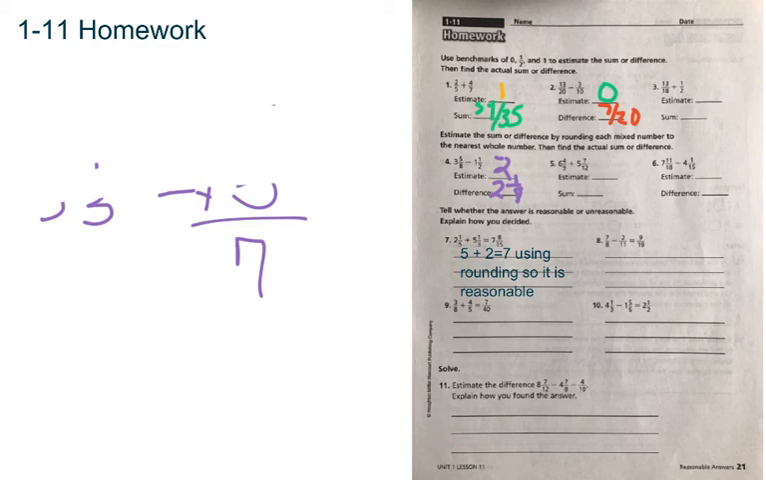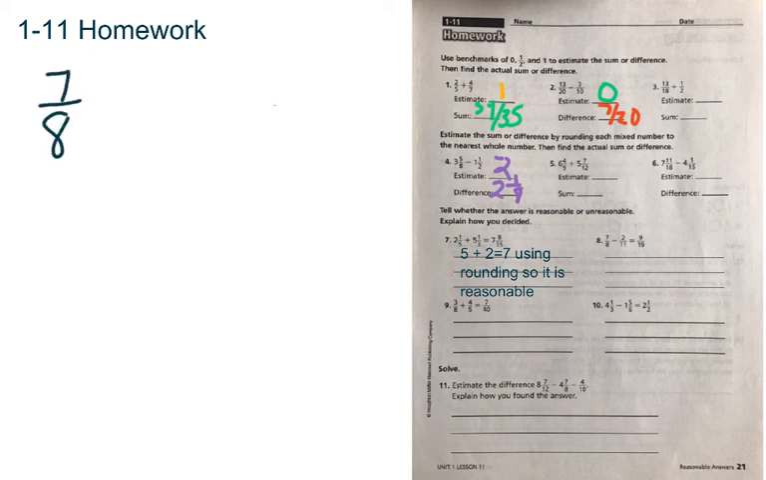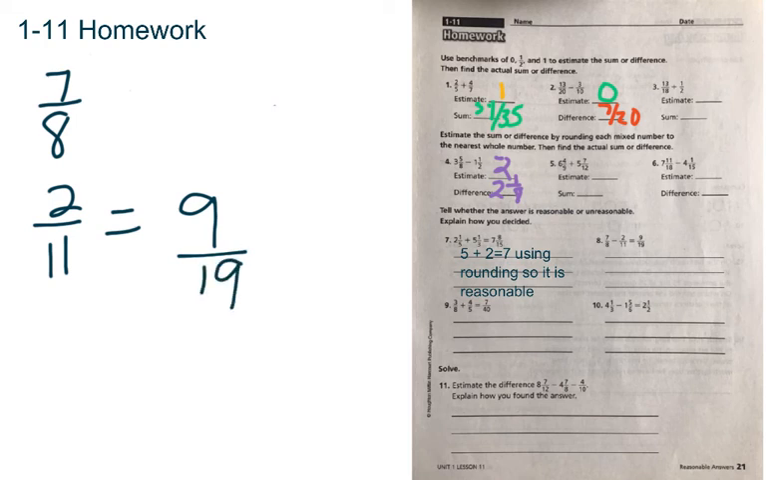Let's go ahead and look at the next one. We can go ahead and look at number 8. And number 8 reads 7/8 minus 2/11 is equal to 9/19. And we need to figure out if it's reasonable.